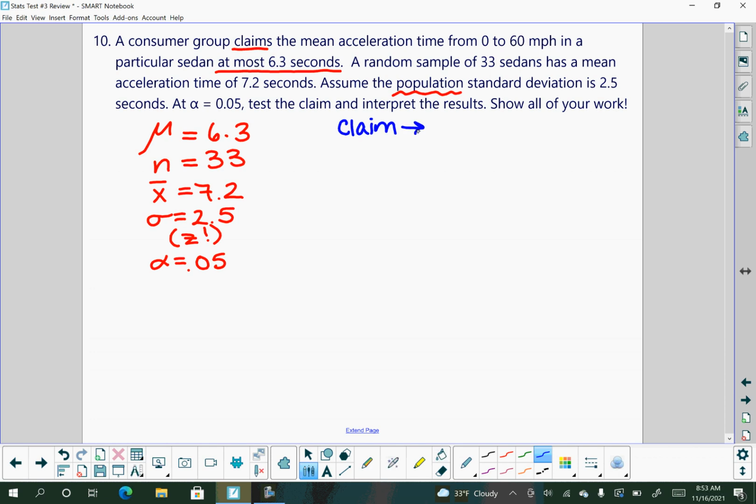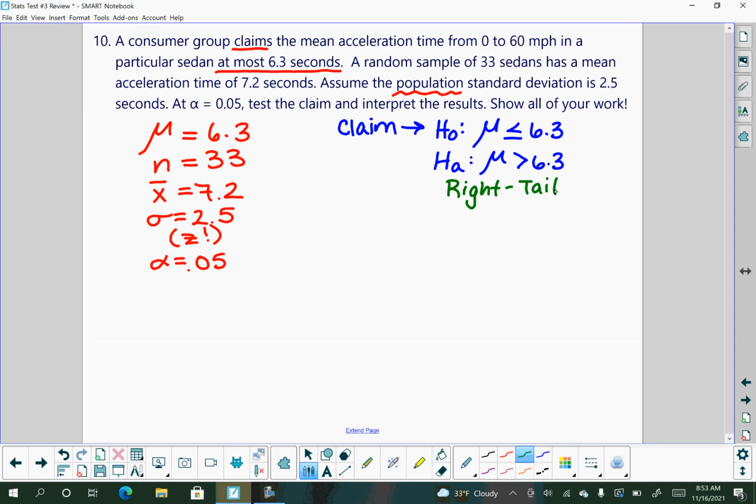Make sure when you write these you label which is the claim. It's at most 6.3 seconds, which means we're going to use less than or equal to 6.3 seconds. Because it is equal to, as the statement of equality, that means my claim is the null hypothesis, and therefore the alternative is the complement of that, greater than 6.3 seconds. The alternative also tells you what kind of test you have. Because it's greater than, we know we're going to have a right tail test.